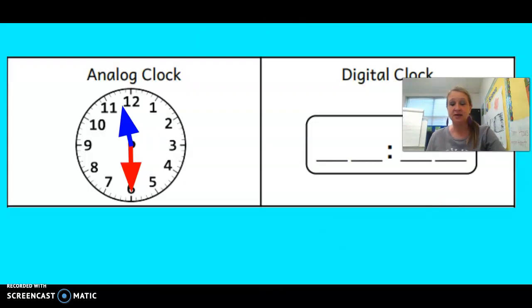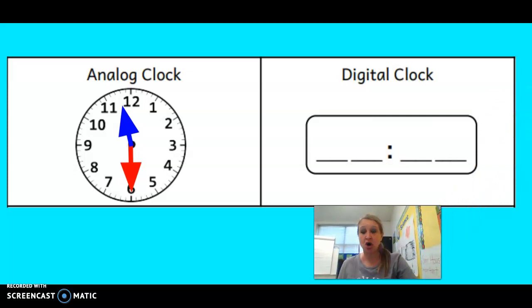All right, so now let's set the time on the digital clock. So for 11:30, what would the hour be? 11, that's right. What about the minutes? 30, very good. Oh, thank you so much. My class will be so happy that you helped me with this.